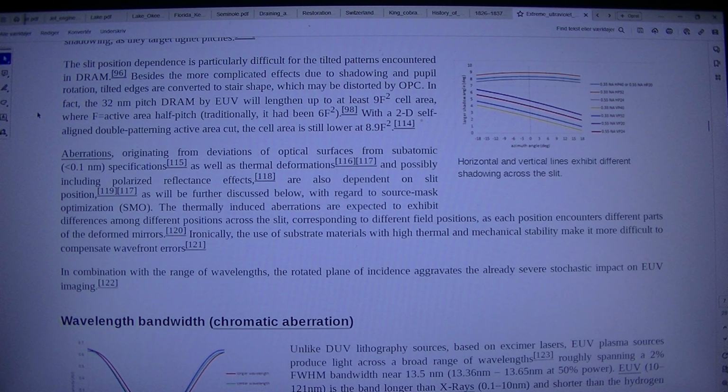The slit position dependence is particularly difficult for the tilted patterns encountered in DRAM. Besides the more complicated effects due to shadowing and pupil rotation, tilted edges are converted to stair shape, which may be distorted by OPC. In fact, the 32 nm pitch DRAM by EUV will lengthen up to at least 9 F² cell area, where F equals active area half pitch. Traditionally, it had been 6 F². With a 2D self-aligned double patterning active area cut, the cell area is still lower at 8.9 F².